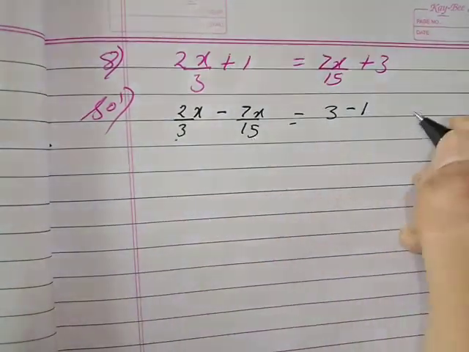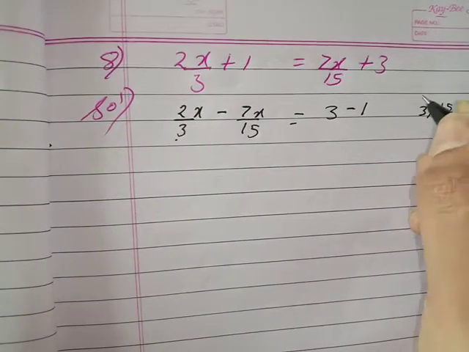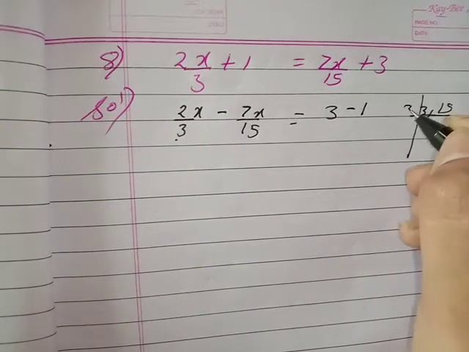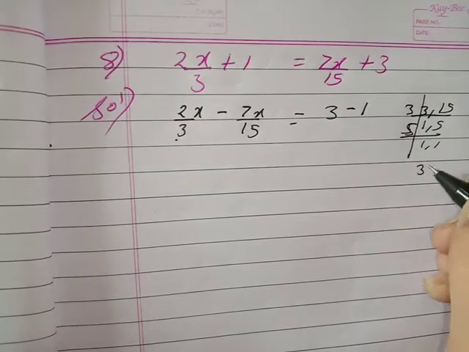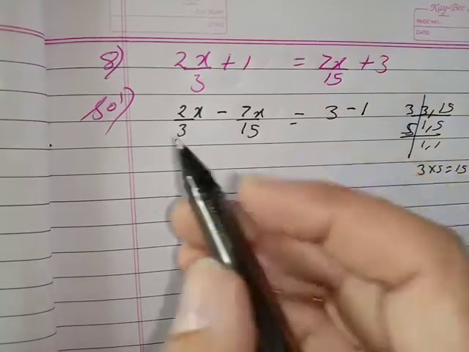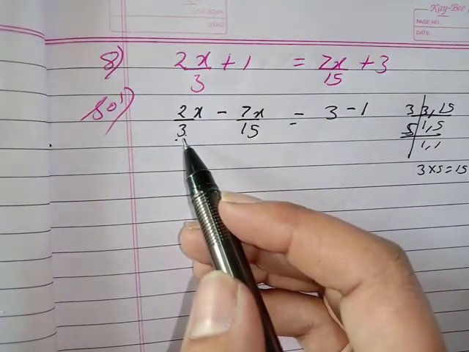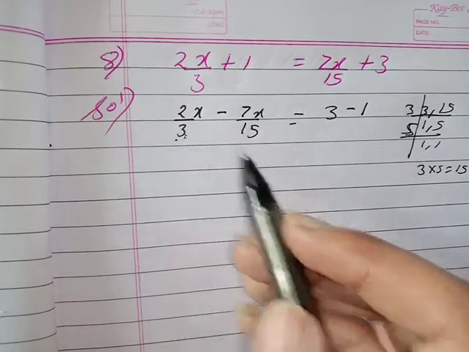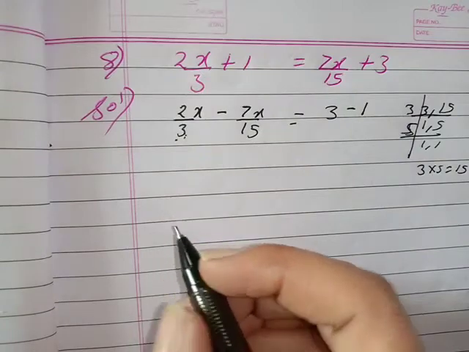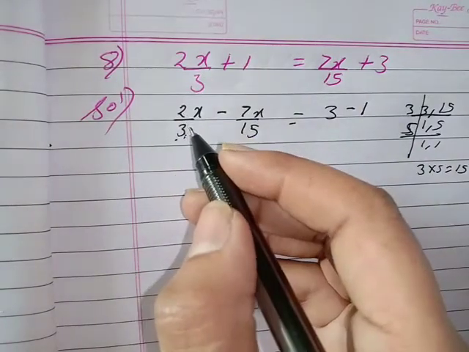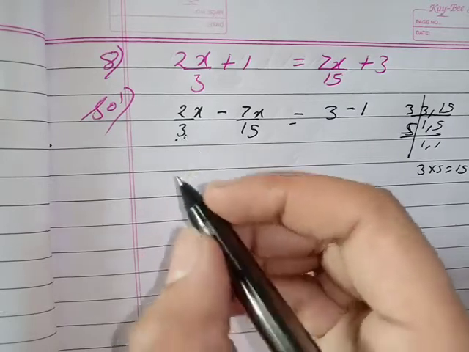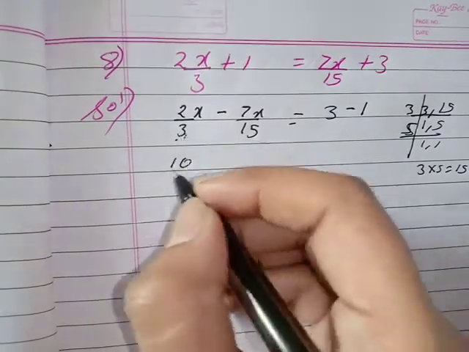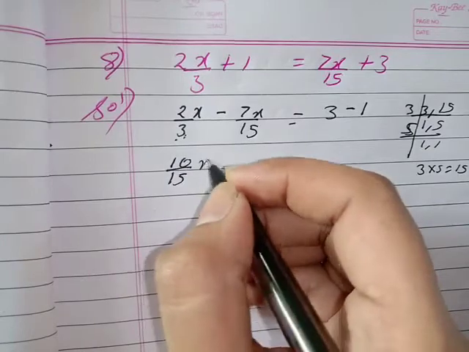Now we'll take the LCM of 3 and 15. So 3 ones are 3, 5 threes are 15. So the LCM is 3 into 5, 15. What will multiply in this denominator 3 to get the product 15 is 5. So we will multiply its numerator and denominator both by 5. So 2 into 5 is 10, and 3 into 5 is 15.